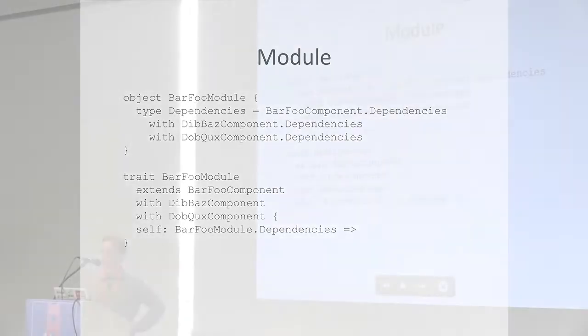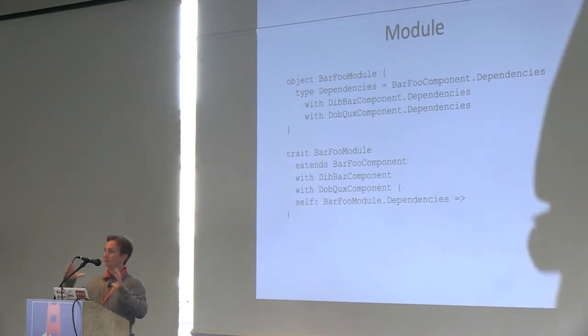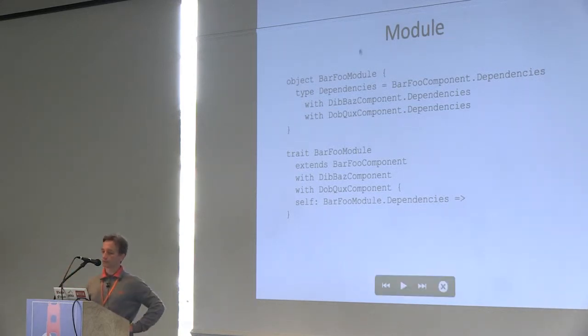First, I have this concept of a module. A module is basically a collection of related components. Say you have a database component, that may be a particular Postgres or MySQL, and then various other transaction components that form a natural grouping. So a module is a grouping of components. In this particular case, I'm defining the bar foo module as being bar foo, dib baz, and dob quax components all put together.